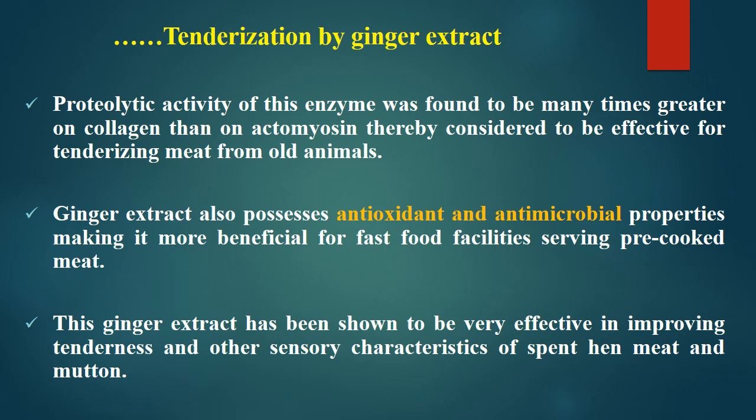The ginger extract also possesses antioxidant and antimicrobial properties. So this has an additional advantage on the shelf life or storage life, and it is more suitable for facilities serving pre-cooked meat. So many facilities, such as small restaurants serving pre-cooked meat, the application of ginger is also useful for preservation or increasing the shelf life and also for tenderization. So this ginger extract has been shown to be very effective in improving the tenderness and other sensory characteristics of spent hen meat or mutton or meat from old animals.